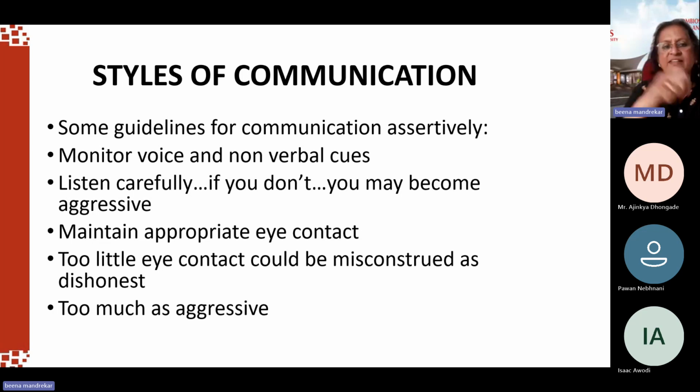Maintain eye contact. If you don't maintain eye contact and you're furtively looking down, that means you are dishonest or you're aggressive. You want to shout. Like that, looking here and shouting, yelling. Don't do that.